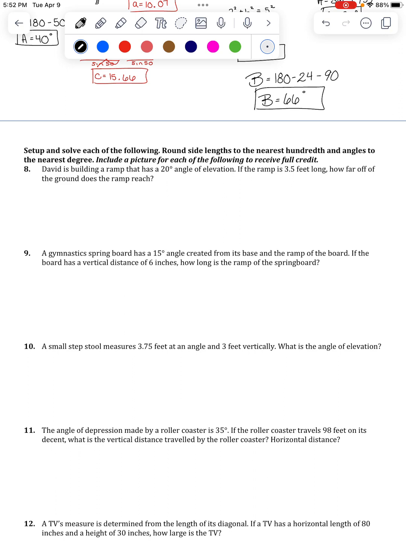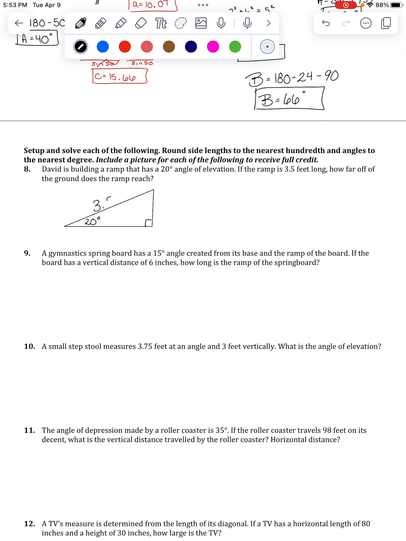Okay, final page. Final page is all about setting up your triangle and then solving using either trig or Pythagorean theorem depending upon the problem. So, on this, do include a picture. David is building a ramp that has a 20-degree angle of elevation. Now, angles of elevation always go from a horizontal, upwards, angle. So it's going to do that, and then we're going to pull this down to create our right triangle. Now the angle of elevation was that angle by the horizontal, and it was 20 degrees.